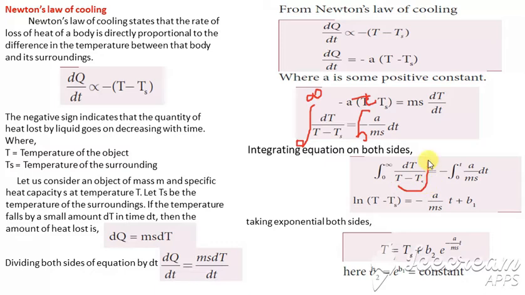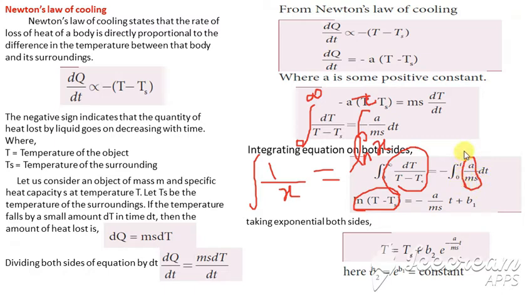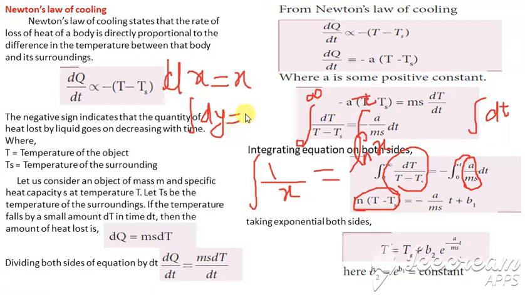Already we know that any term of the form 1 by x, if you integrate, the value is ln x. In the same way, this term can be written as ln of (T minus Ts), which is equal to A divided by ms, a constant, so we write it as it is. What is the integration of dx? Integration of dx is equal to x, is it not? In the same way, integration of dy is equal to y, and integration of dt is equal to t. So t plus b1, where b1 is the constant here.